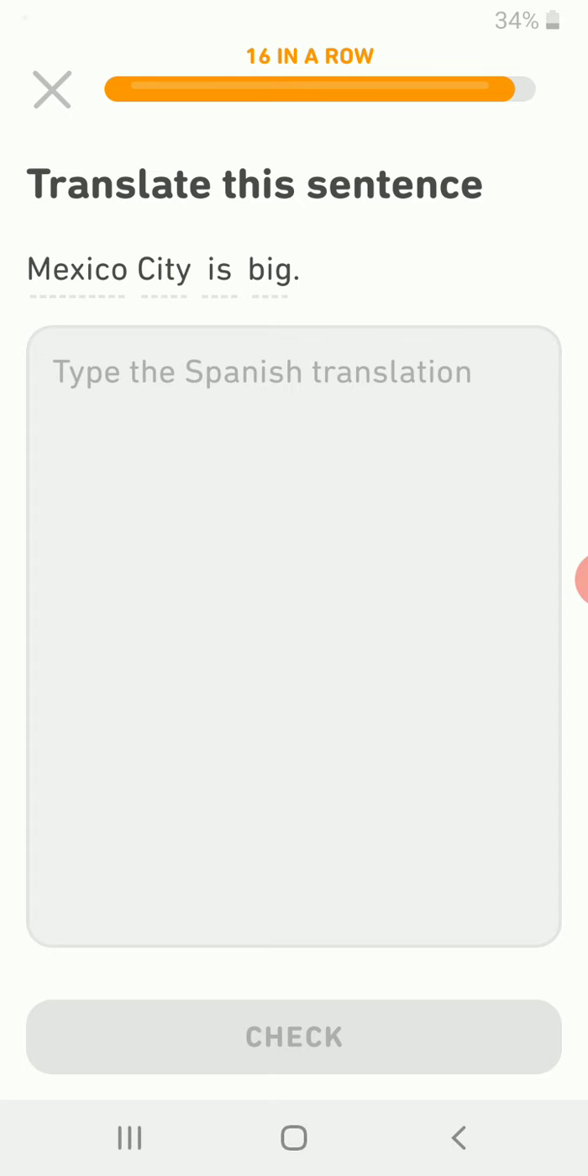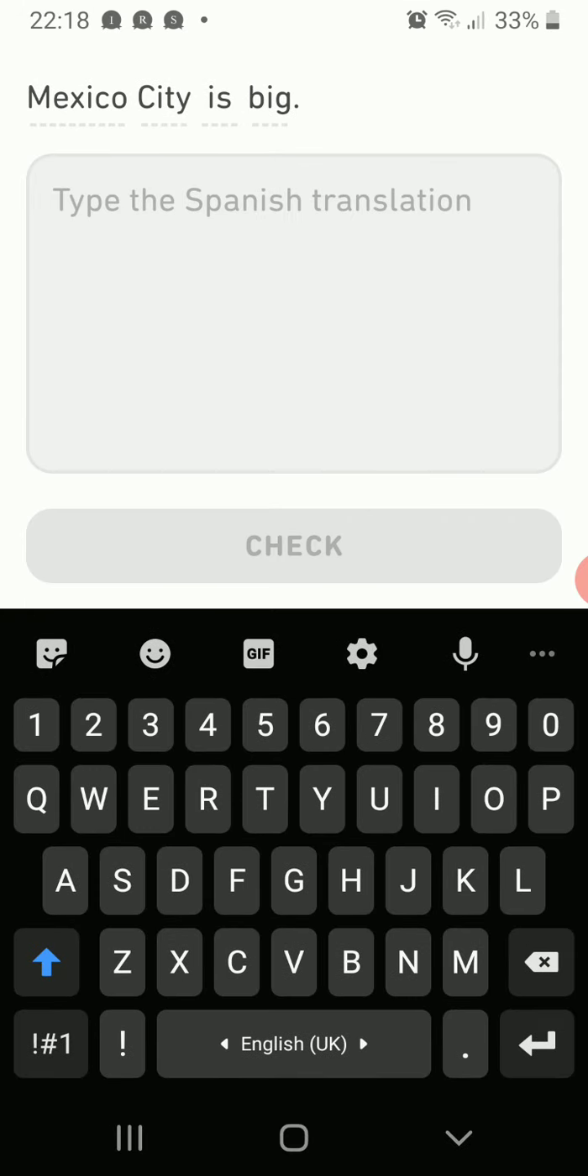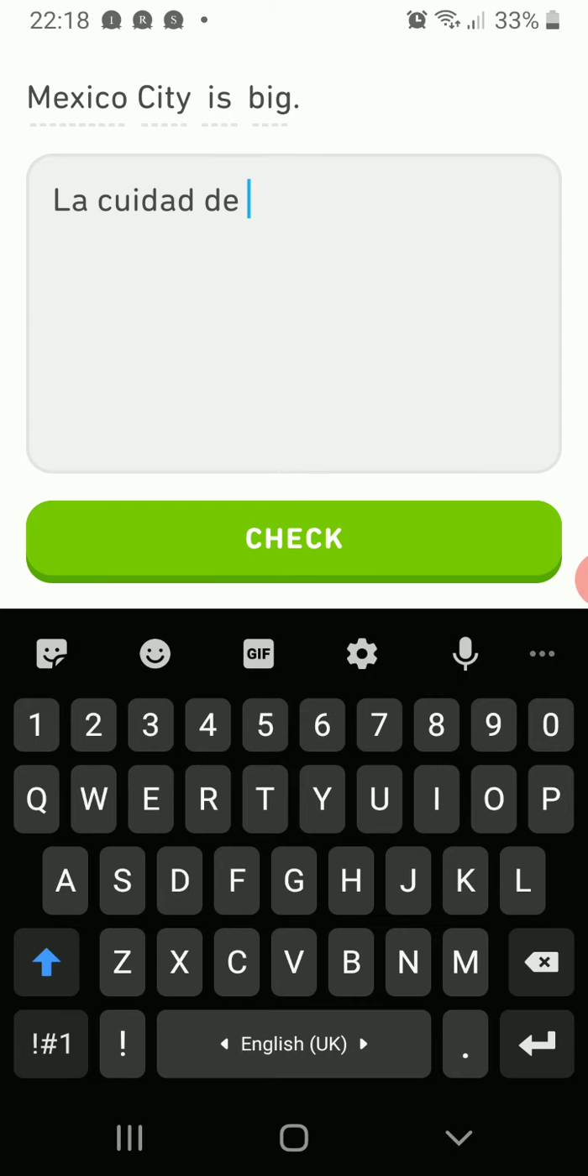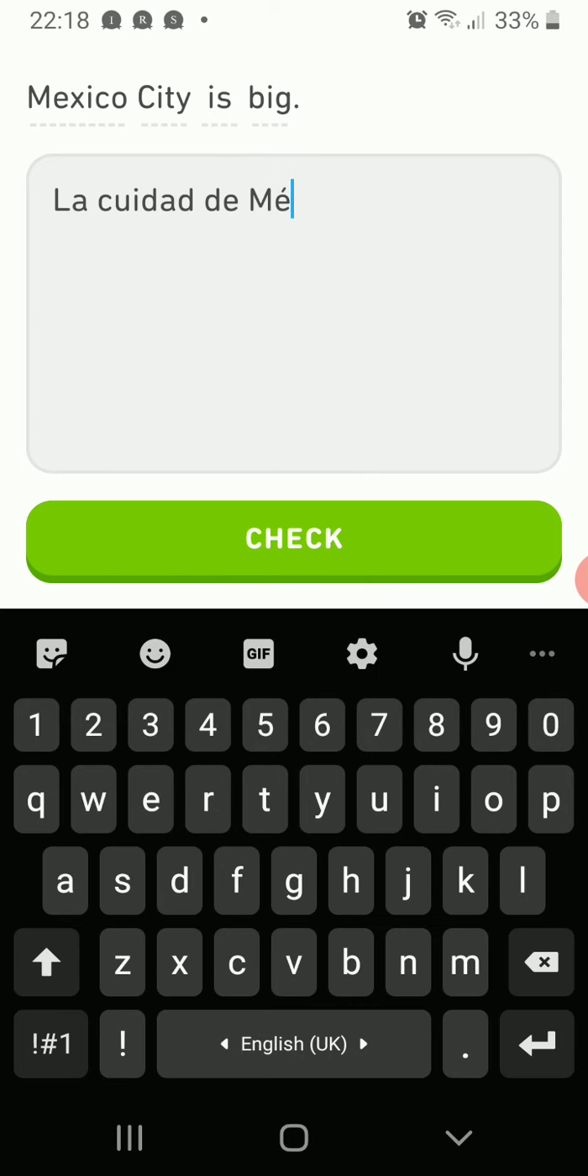And Mexico City is big. So, Mexico City is big. Now I have to write it like this: La ciudad de México es grande. I think I have to capitalize it.